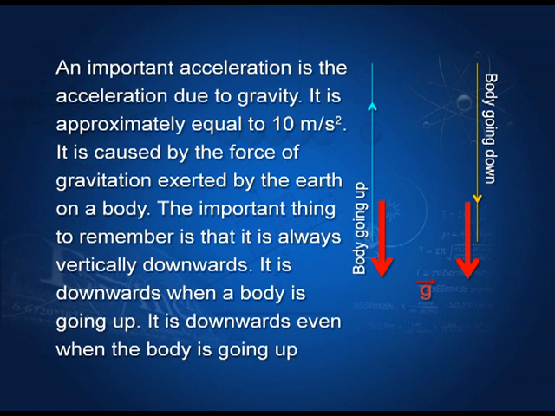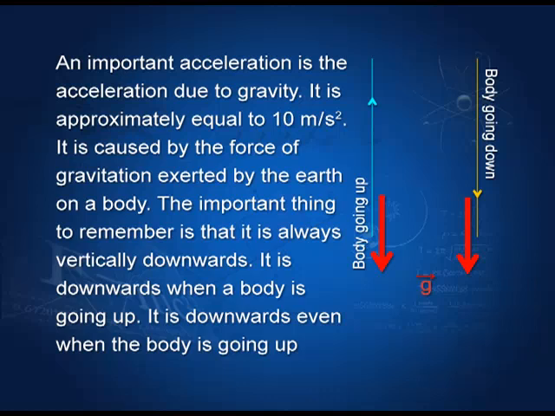The important thing to remember is that it is always vertically downwards. Again, something that confuses students. Remember, even if the body is going up, the g, the acceleration due to gravity, is acting downwards. If the body is moving downwards, the g is downwards. If the body is moving upwards, even then the acceleration due to gravity is downwards. Acceleration due to gravity is always vertically downwards. Remember this. In other cases, now we shall apply the knowledge that we have gained of vectors and vector algebra and so on to other situations in mechanics.